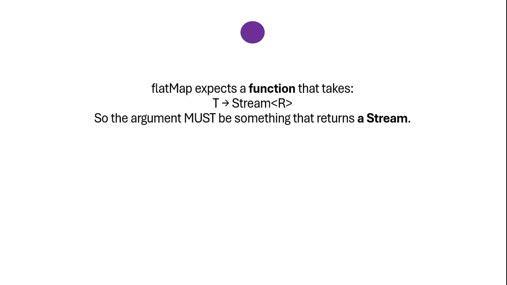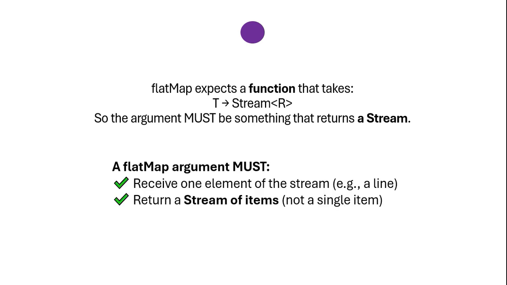So flatMap expects a function that takes an argument, and the function must return a stream. For example, it receives a sentence, and the sentence can be split into words, which can be converted into an array and then a stream, and then we can flatten them out. So it returns a stream of items.